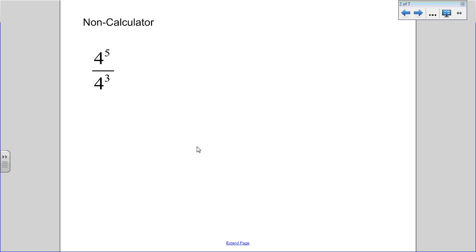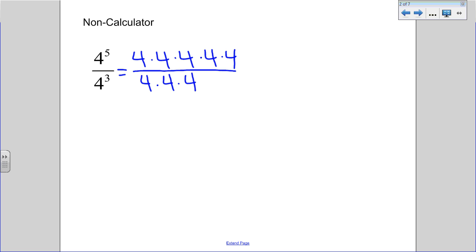So when we take a look at what we have here, I can't do 5 to the 4th in my head very accurately and keep track of those, much less divide it by 4 to the 3rd. But what I do know is that 4 to the 5th means I have 4 times 4 times 4 times 4, 5 fours, correct? And so then my 4 to the 3rd means I have 3 fours. So let's get those written out.